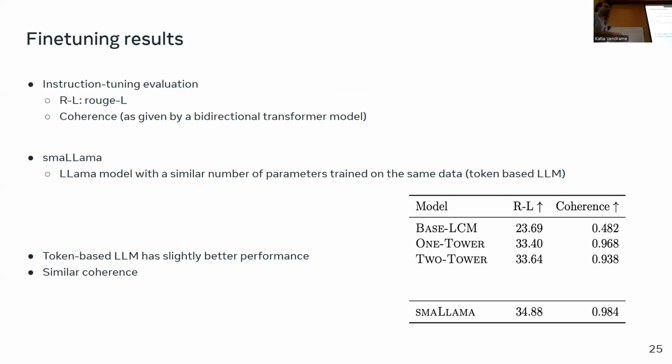So here, for example, you have the ROUGE-L for summarization, where we really see the difference between the base and the 1 and 2 tower. Both variants end up with very similar results. And we can see that even the small llama, so if I remember, the llama with equivalent size, which is 1 or 3B, I don't remember, outperforms the LCM a bit here.